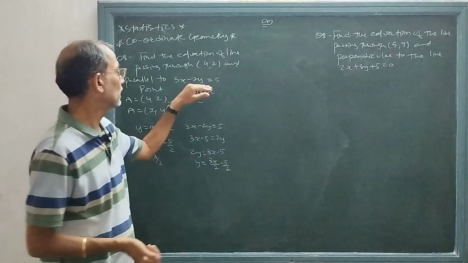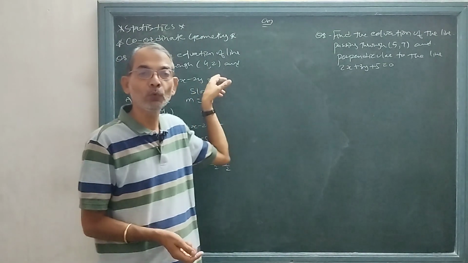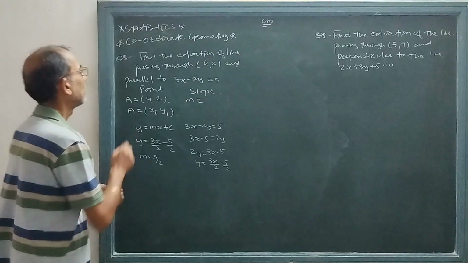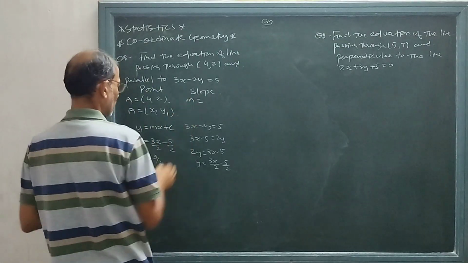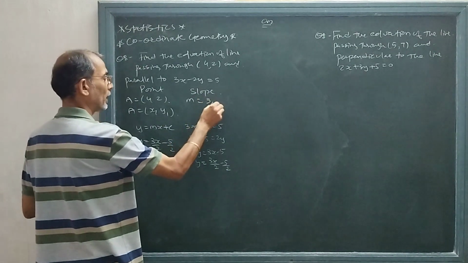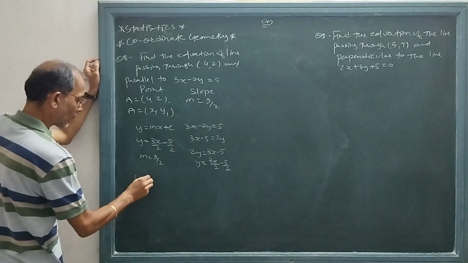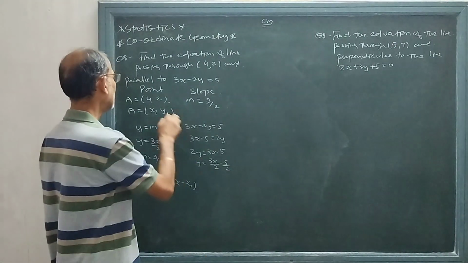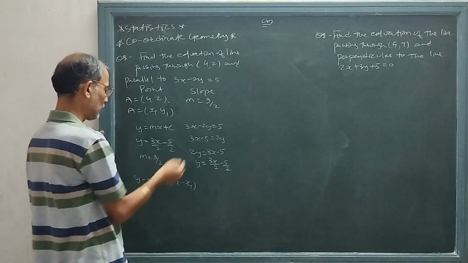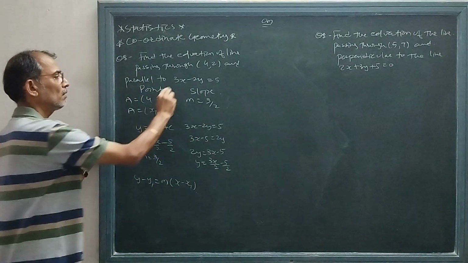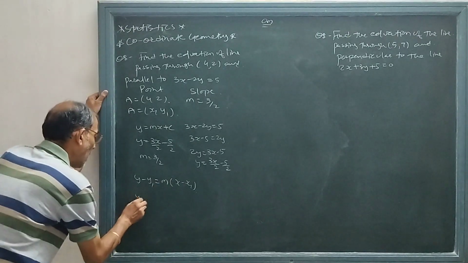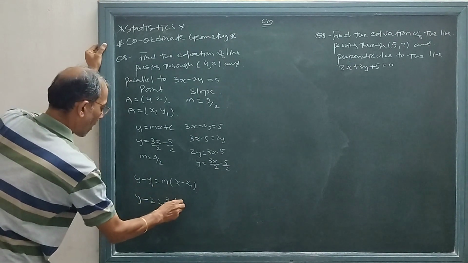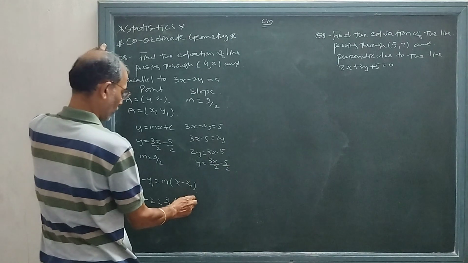Now the slope of this line and the line which is passing through 4, 2 will be the same as both lines are parallel. So the slope of this line will also be 3 by 2. Now the formula for that is y minus y1 is equal to m times x minus x1. We already have the point and we needed the slope, which we got from this equation. Now y1 is 2, m is 3 by 2, x1 is 4.